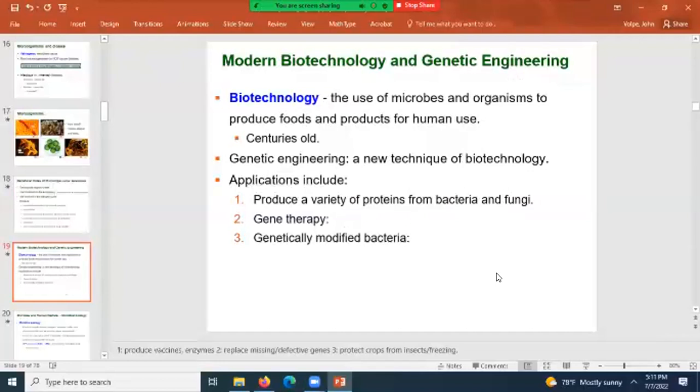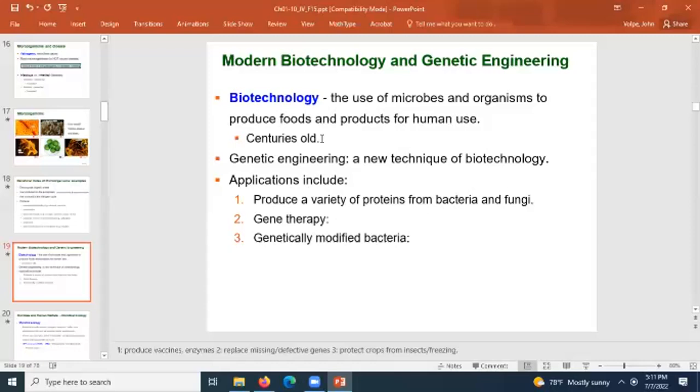So modern biotechnology uses microbes, and so does genetic engineering. Biotechnology is the use of microbes and organisms to produce foods and other products for human use. Biotechnology is not something new. It's actually centuries old. Like when we've been fermenting cheese, making, I don't know, cheddar cheese, that's at least centuries old, okay?